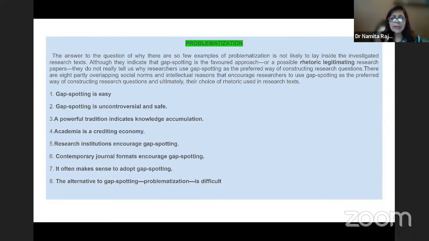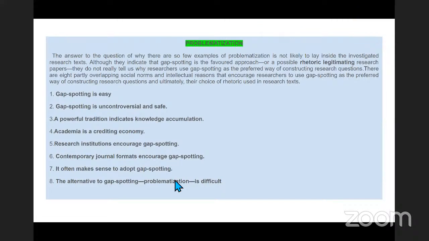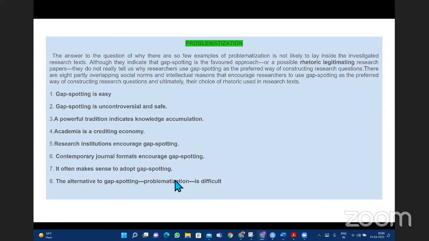Academia, as I said, is a crediting economy, and research institutions encourage gap spotting. Contemporary journal formats encourage gap spotting, and it often makes sense to adopt gap spotting also. The alternative to gap spotting is problematization, which is extremely difficult in your approach.